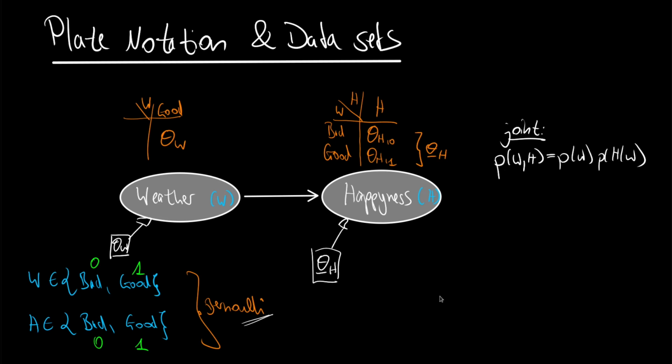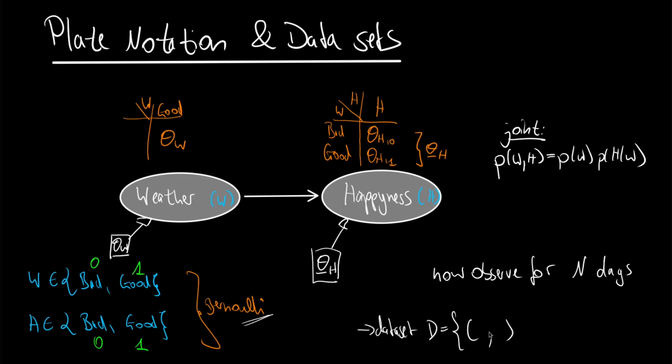Okay, now we have this model, and you would now observe your daily life, for instance, and you observe the weather and the happiness for a couple of days. So now observe for, let's say, n days, and then you get a dataset, and this dataset contains tuples with the weather and happiness observation. For instance, we have good weather and we are happy, another day of good weather and happiness, a day of bad weather and happiness, and so on, or maybe even other combinations, whatever you observe.